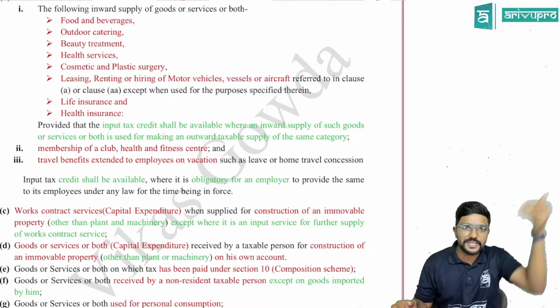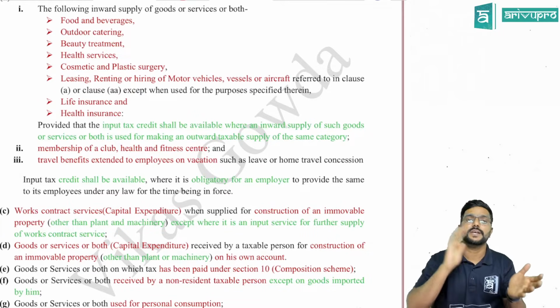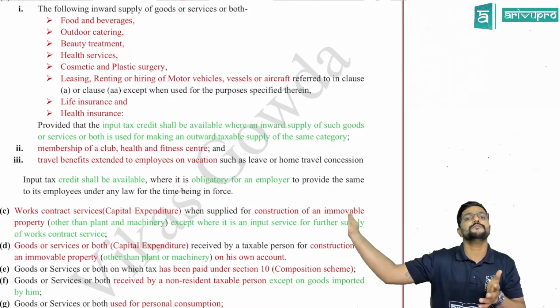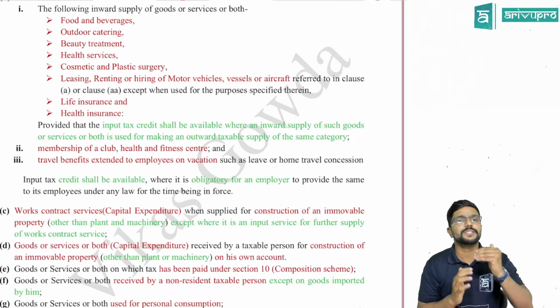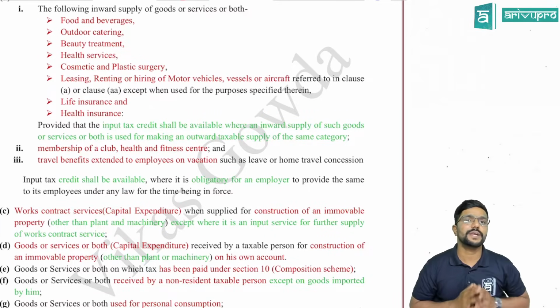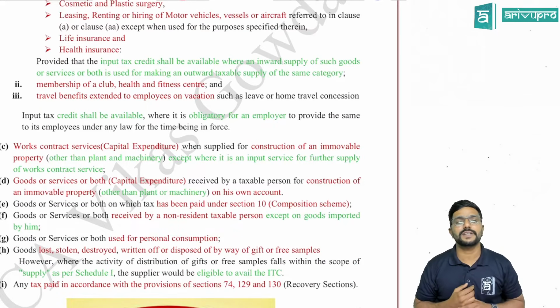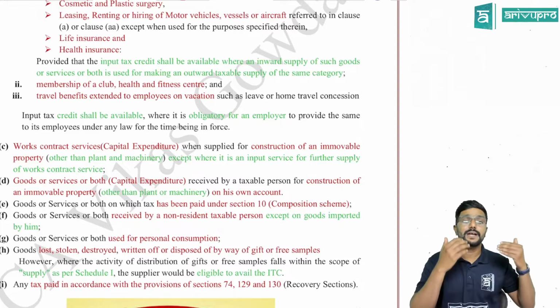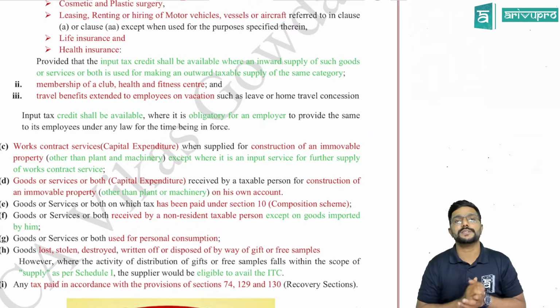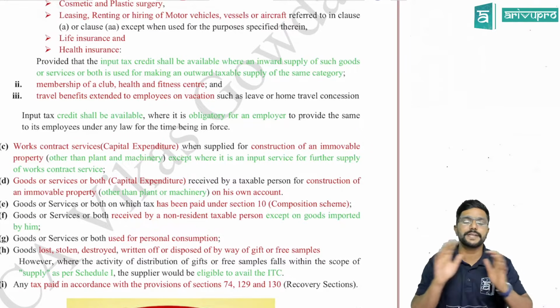For example, you are purchasing food on which you have paid GST and also you are engaged in selling the food. Only in that case, on purchase, whatever tax you have paid, you can claim the credit. Then coming to membership of club, health and fitness center or travel benefits extended by the employer to his employees. On that, whatever GST is paid, credit cannot be claimed.